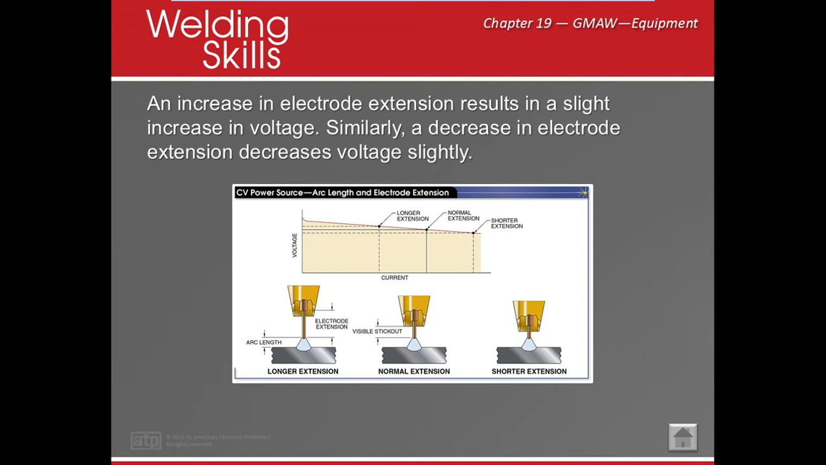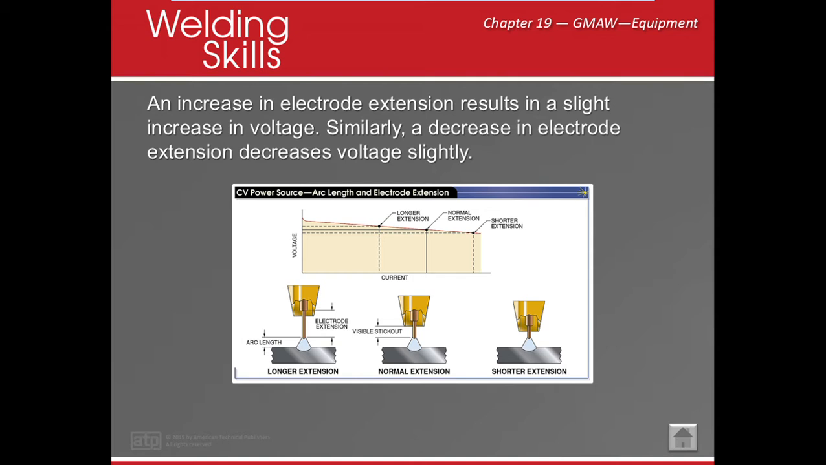Now, let's think about it. If the electrode extension is too short, we can have the reverse. The machine senses that the electrode is too hot and turns down the voltage. In the end, our weld comes out too cold. Okay, so we need to make our electrode extension a happy medium and keep it constant. This is the hardest part about GMAW.